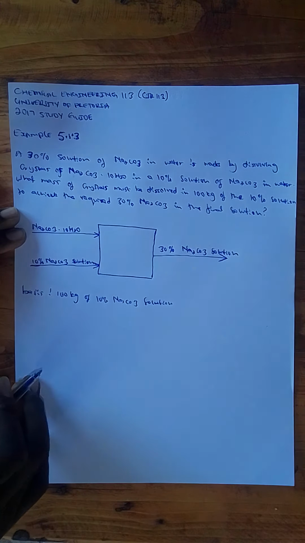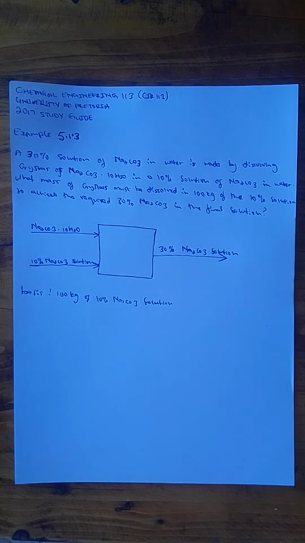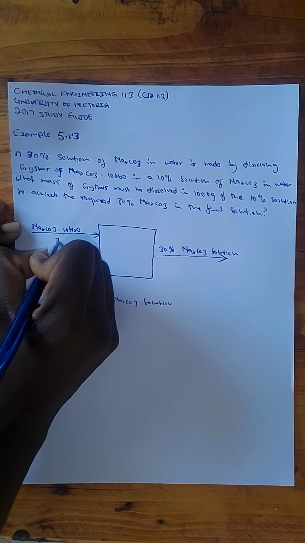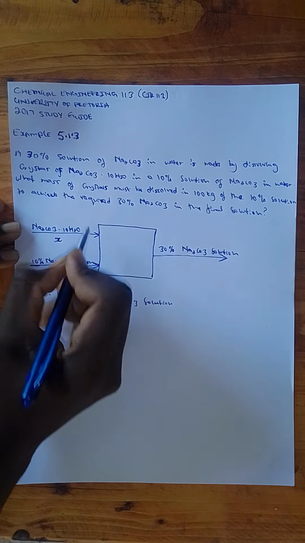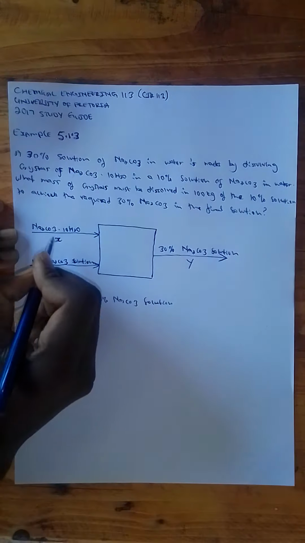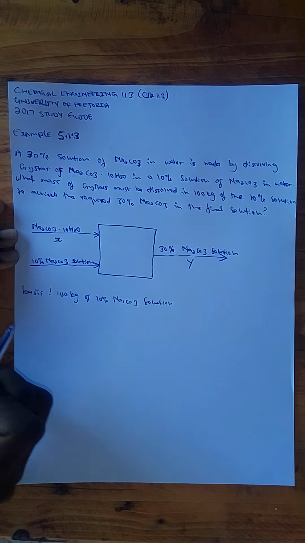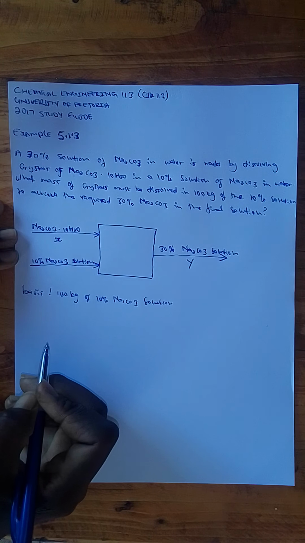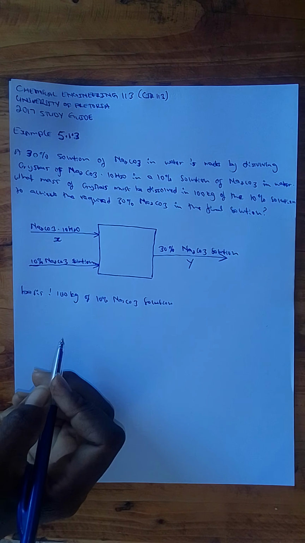That is our basis. And with that said, I just want us to define these other two streams. It's always easy to name the stream X because we don't know how much of this is there, and I want us to name this one Y. So this is X and this is Y. In our calculation, we're going to calculate both of them. It's going to make it easy for us when we make equations.